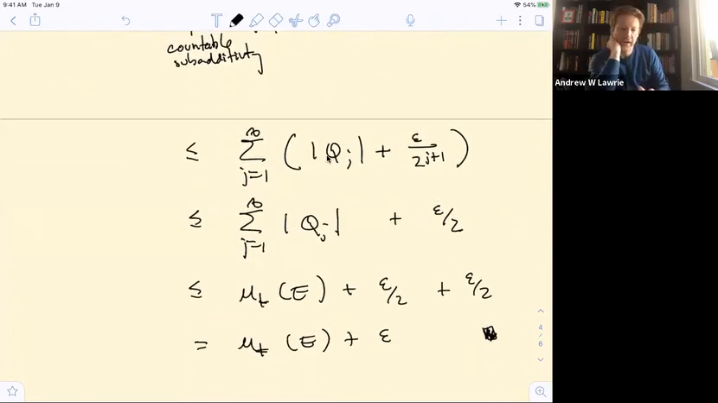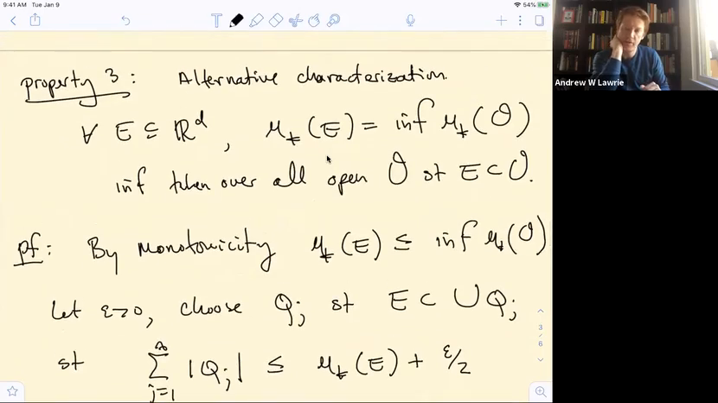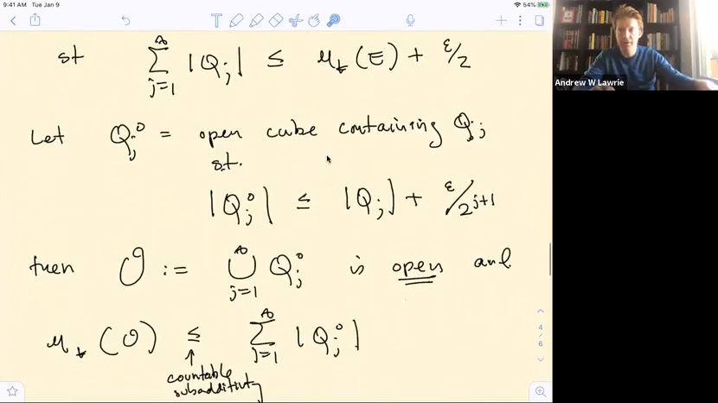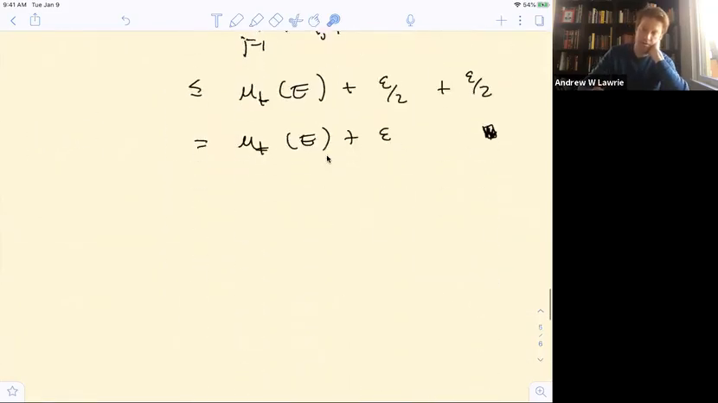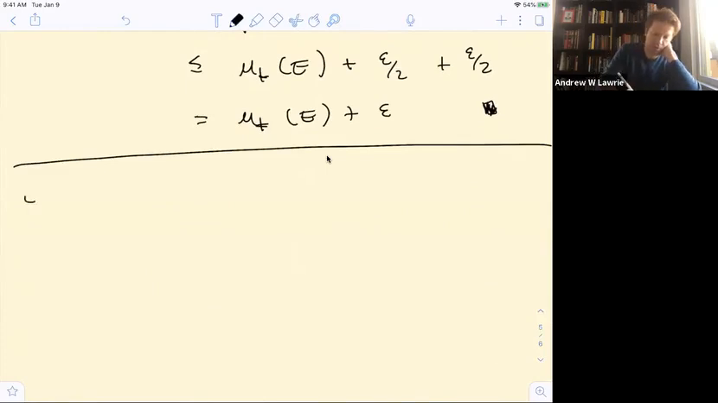So what we proved is that an alternative way of finding the exterior measure of a set is just taking an inf over the exterior measures of all open sets containing it. Any questions so far? Okay, property 4.